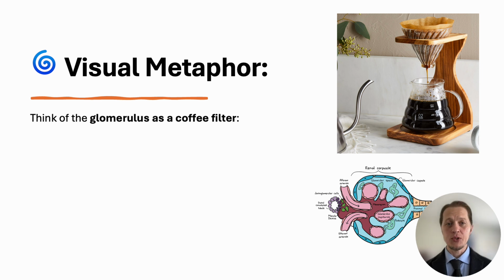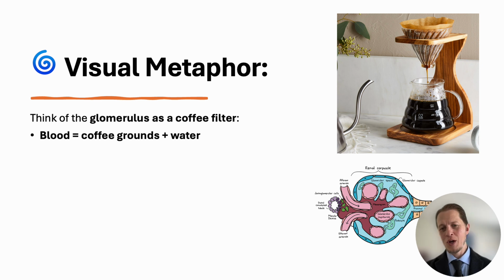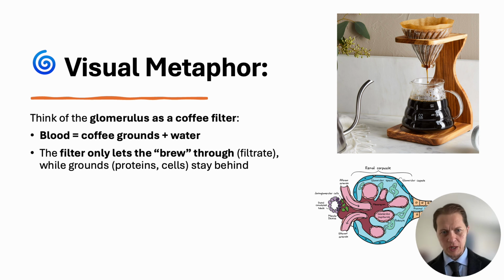Okay, one way to remember this, if you think of the glomerulus as a coffee filter, your blood is the coffee grounds and water, and the filter, or the glomerulus, only lets the brew through, right? The filtrate coming down through, and let's get my pointer, there we go. Coming through and across the glomerulus, it's only allowing the good stuff, the coffee, through. So the coffee grounds, which are proteins and cells and other things that you do not want to allow through, stay behind. Of course, we don't drink urea. That would be disgusting. We drink coffee, but I hope you get the idea.